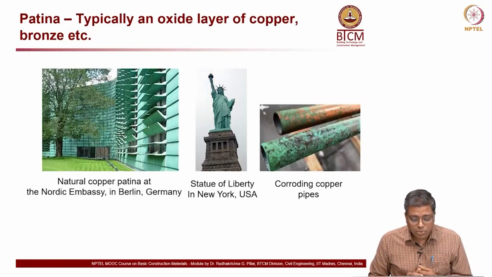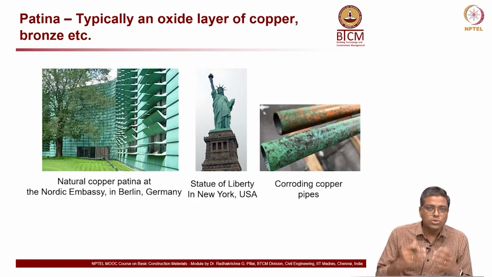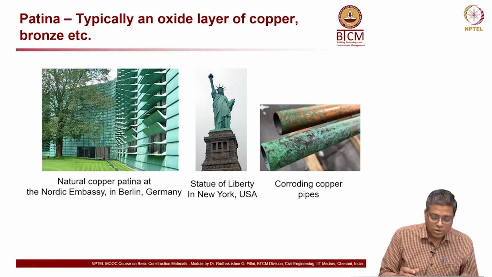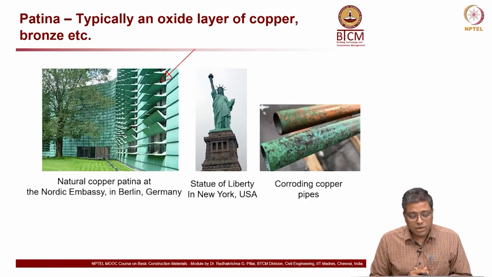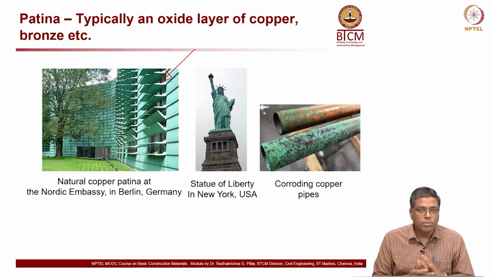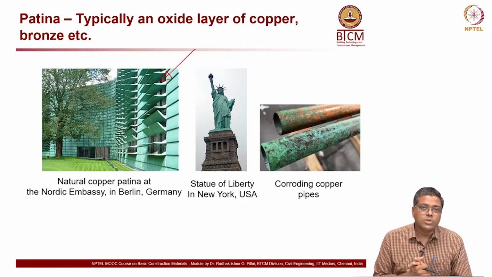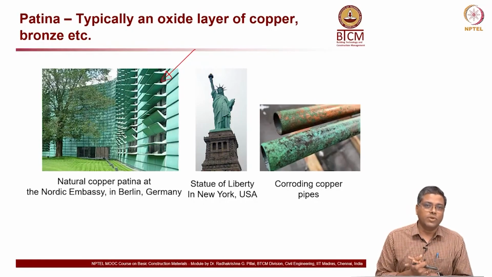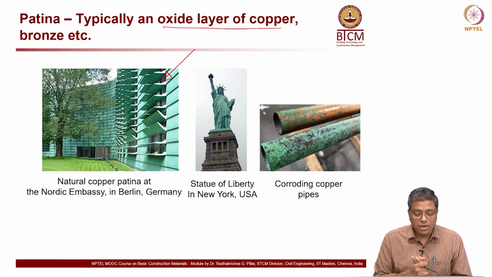Now, this is a couple of examples where the corrosion product of the copper is used for the aesthetic appearance. You can see here, this is an embassy building, Nordic embassy in Berlin, Germany, where the walls, sunshades, etc. are all cladded with copper sheets, and the green color which you see is actually the corrosion product of the copper, okay, the patina or the oxide layer of copper. Bronze, I mean all these have this green color, right.